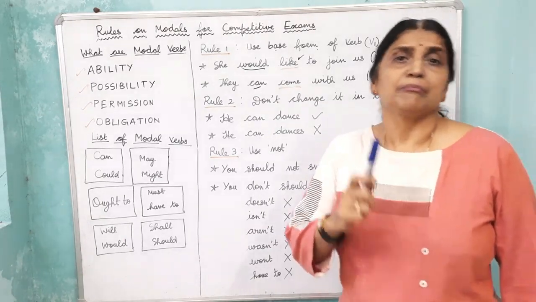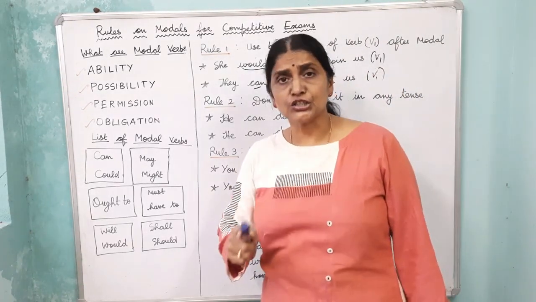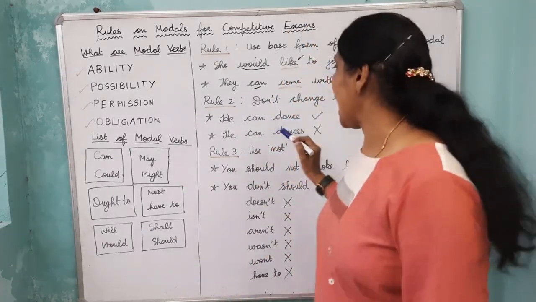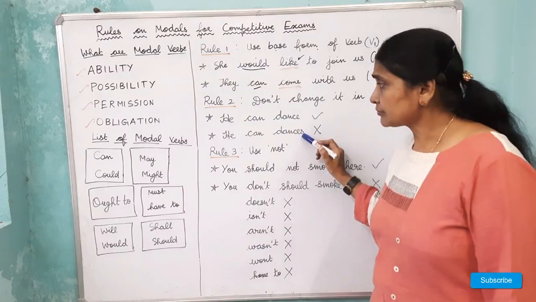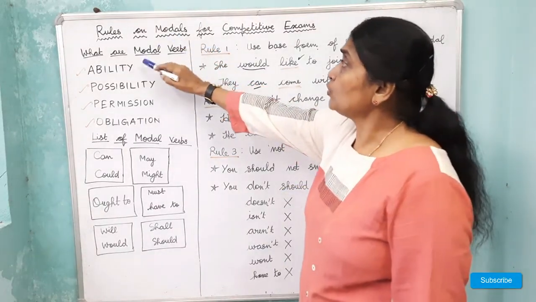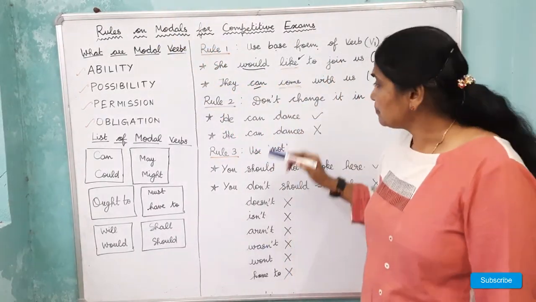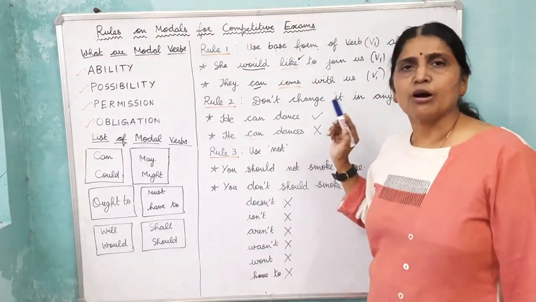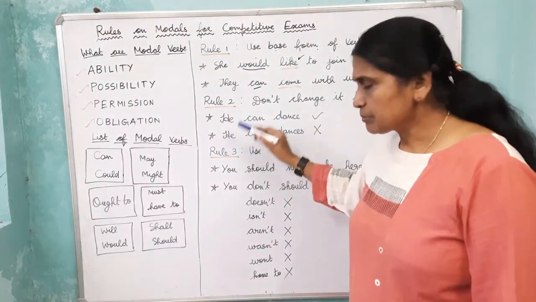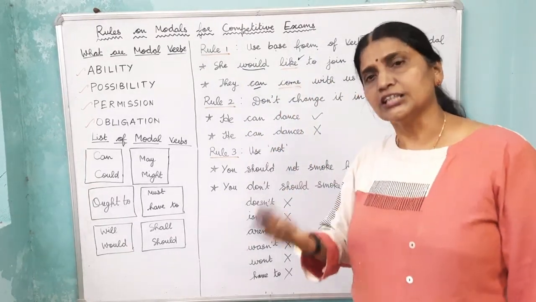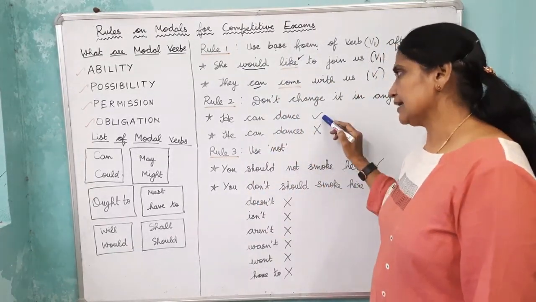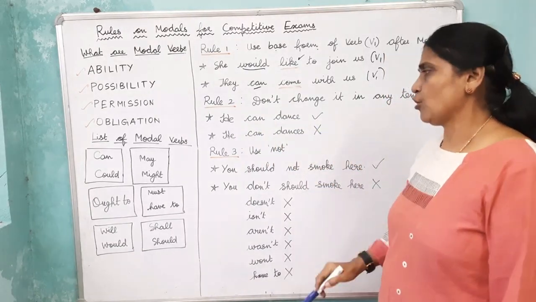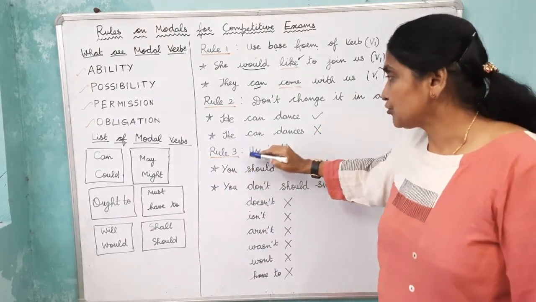When we learned the present tense, we understood that for the third person singular, we have to add s or es to the verb. Okay? But when you use these modal verbs, you should not change the V1 or the base form of the verb, whether it is the first person or the second person or the third person. So he can dance, he can dances is a wrong statement. Okay. Now let's go to rule number 3.